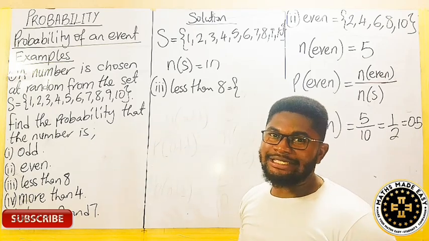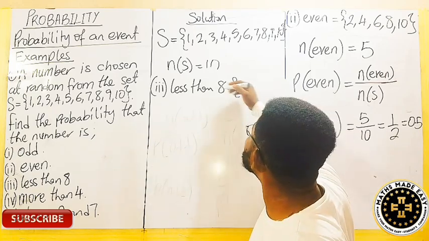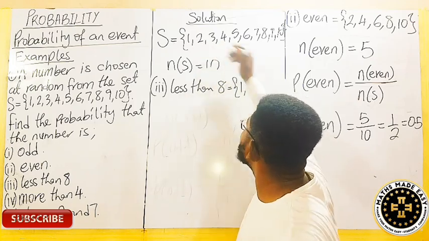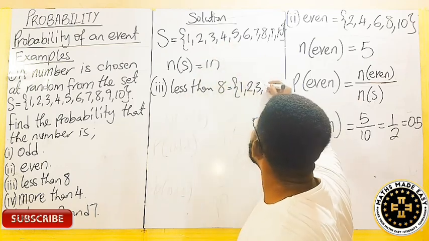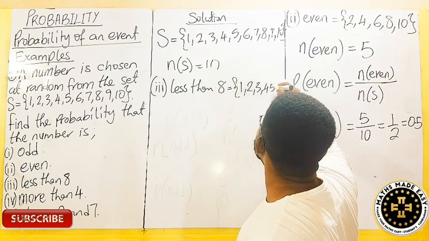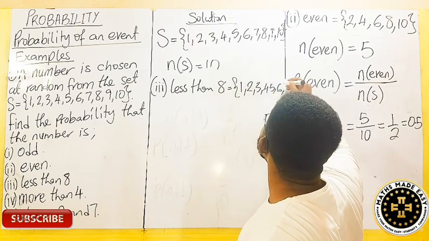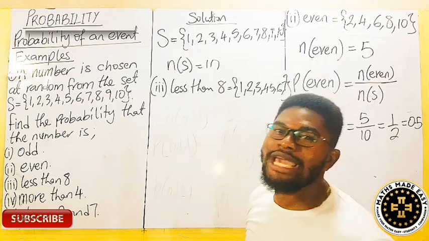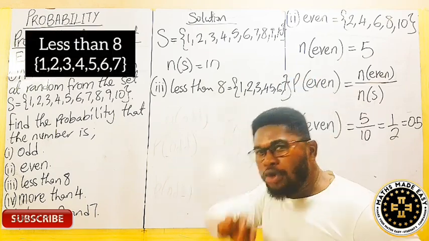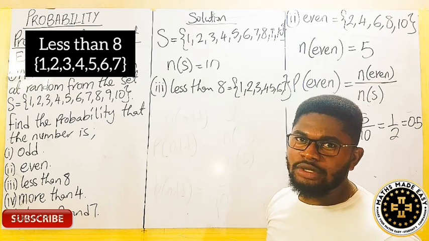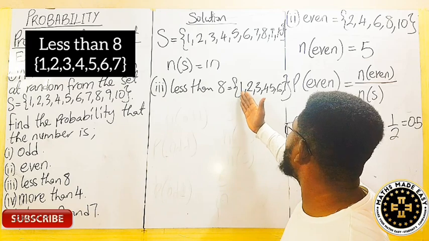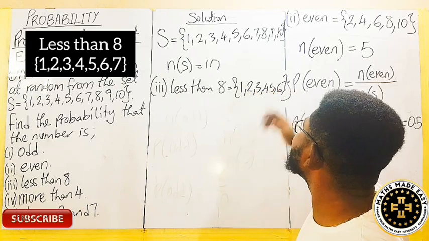Please, I believe you get it. So less than 8, let's list them. 1 is less than 8, 2 is less than 8, 3 is less than 8, 4 is less than 8, 5 is less than 8, 6 is less than 8, and of course 7 is less than 8. Those numbers are not up to 8. They are not equal to 8. That's what I mean. So they are below or less than 8. Good. So we have 1, 2, 3, 4, 5, 6, and 7.